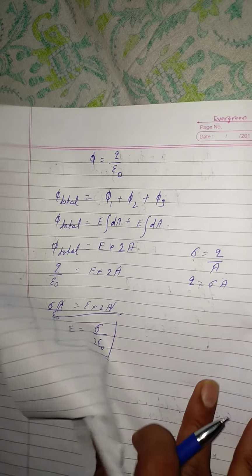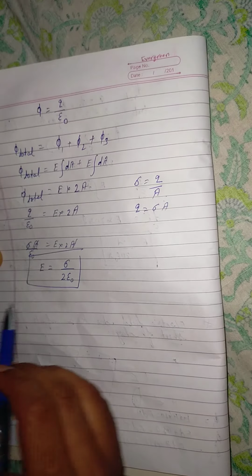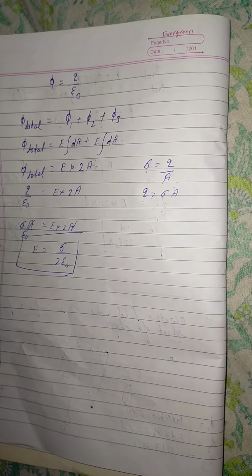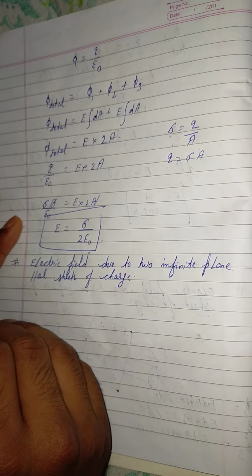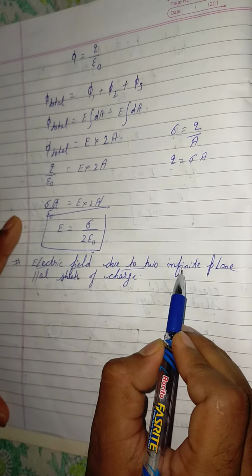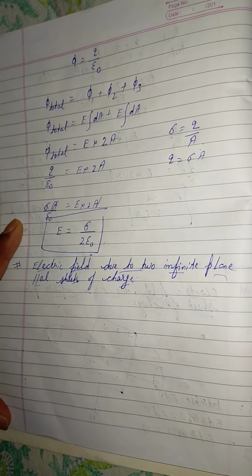So this was the electric field due to an infinite plane sheet of charge. We will use this expression in the next derivation also. Now in the next derivation, we will prove the electric field due to two infinite parallel sheets of a charge.